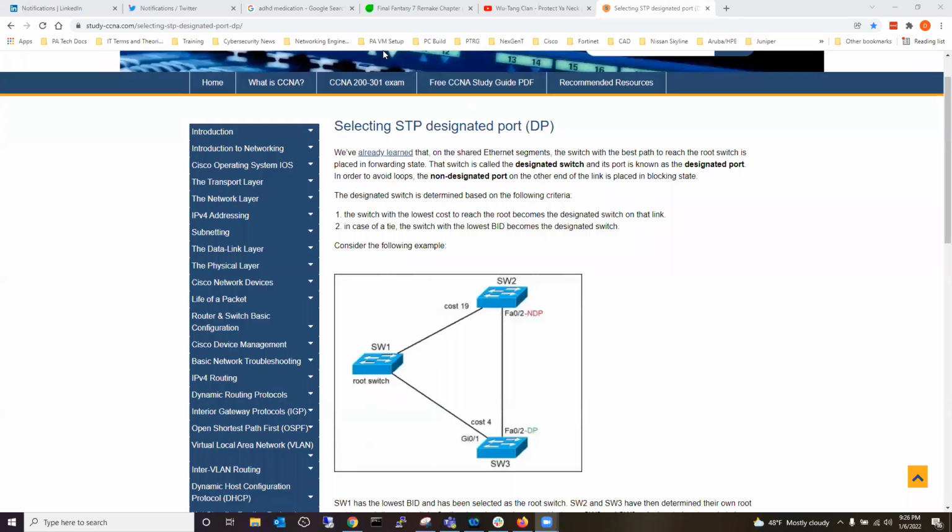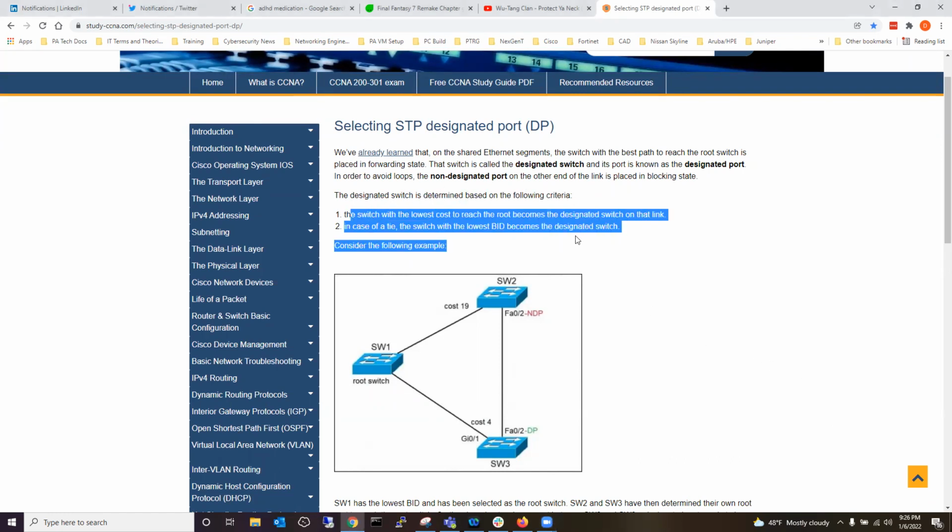It's all good. Look at my screen. Oh, duh! Okay. Switch with the lowest cost to the root becomes the designated switch for the tie. The lowest bridge ID becomes the designated switch.